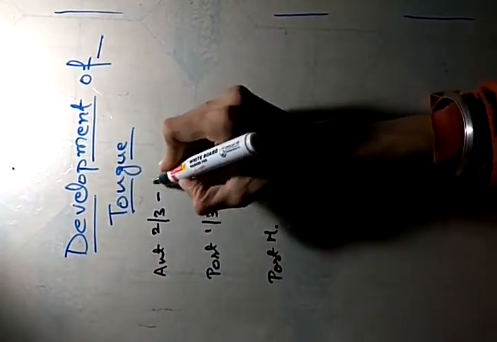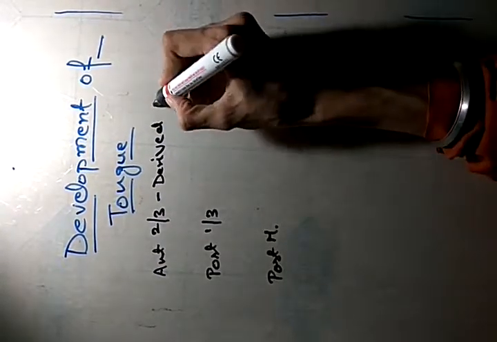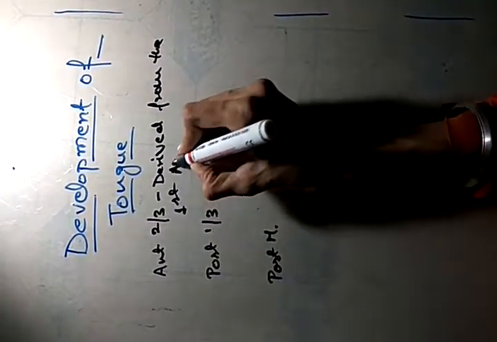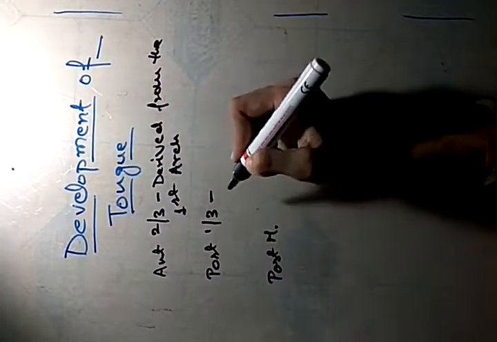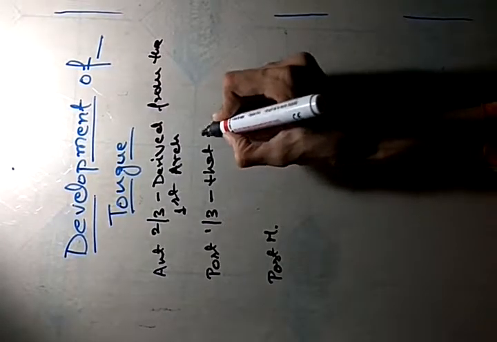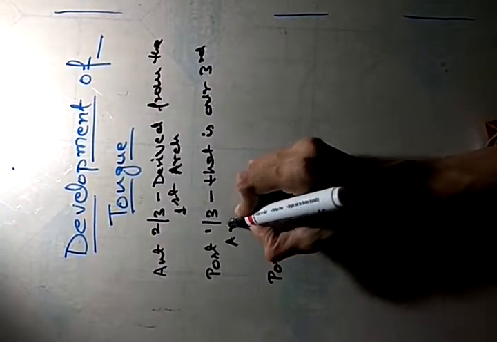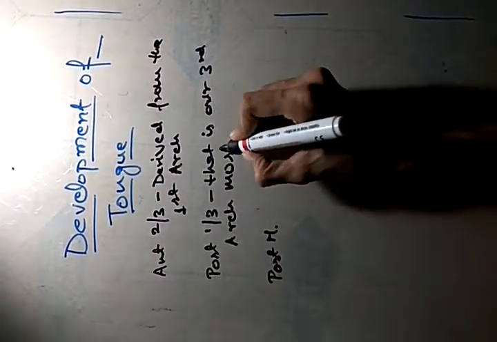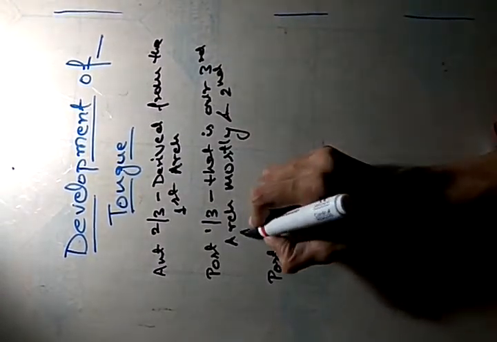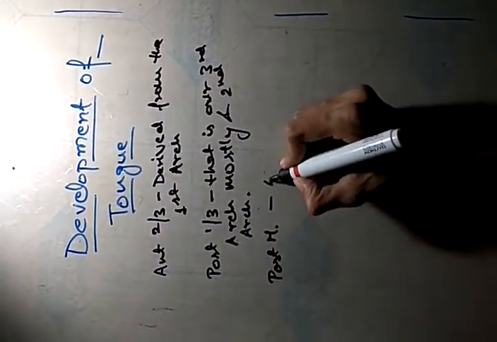Anterior 2/3. This part gets derived from the first arch. Posterior 1/3 is derived from two arches, that is our third arch mostly and second arch. Posterior most comes from fourth arch.